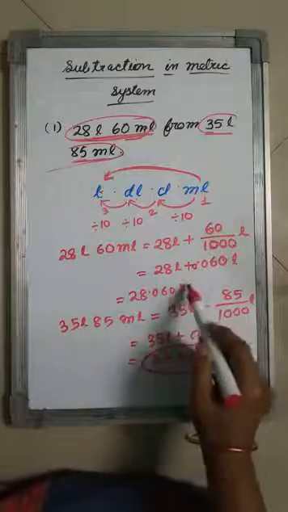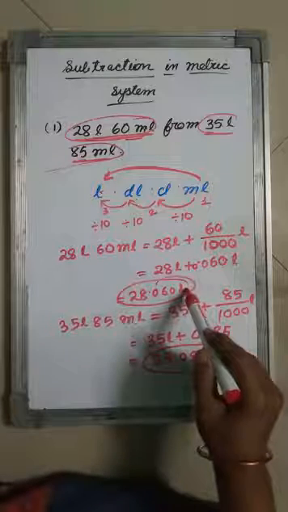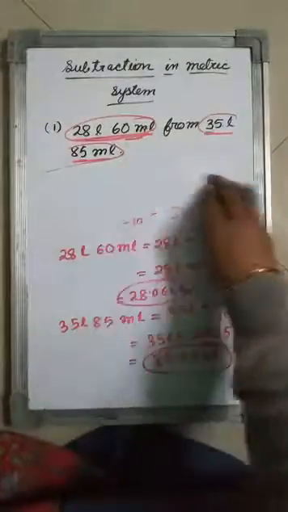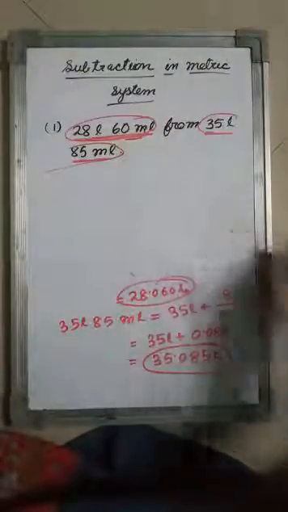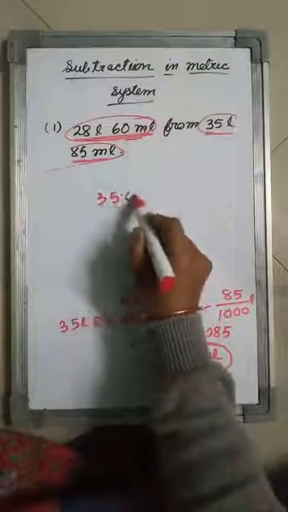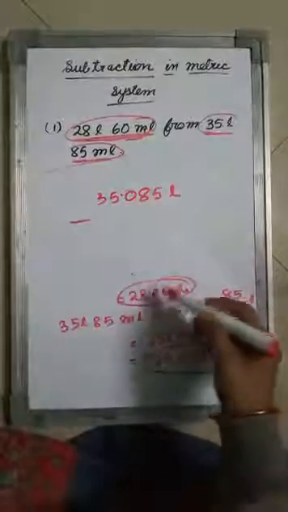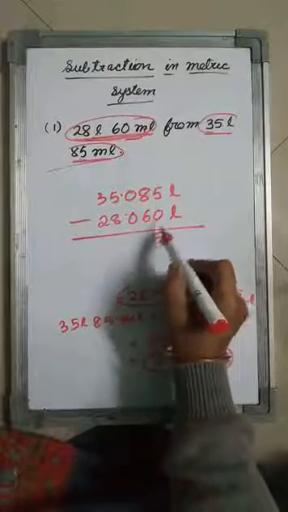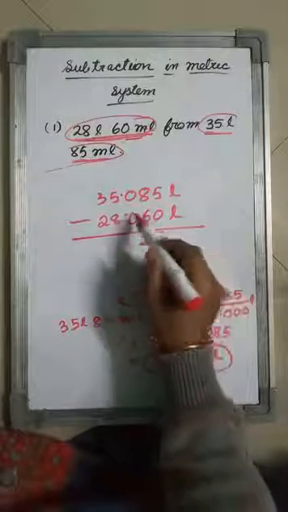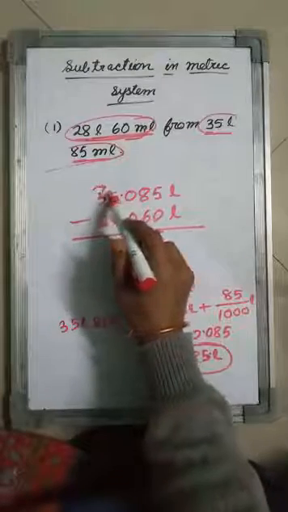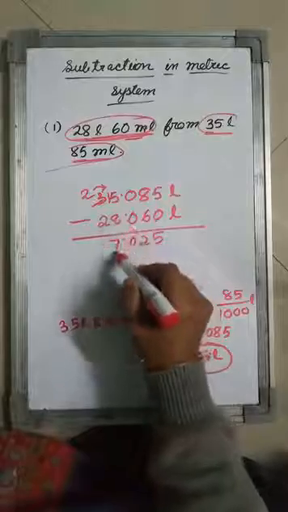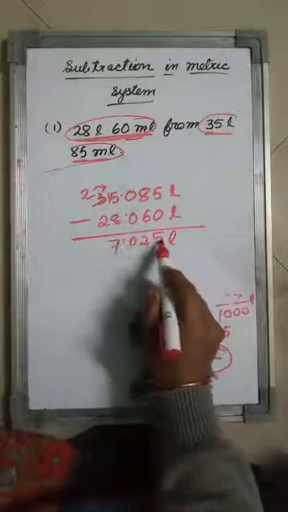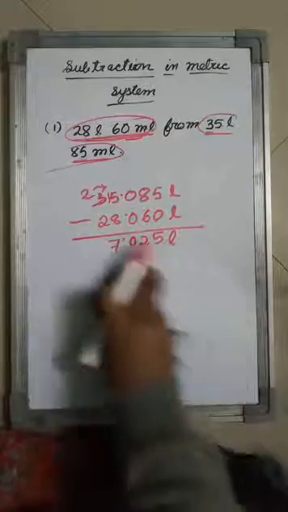We have to subtract this quantity from this. For subtraction, as there is no space, I am writing here 35.085 liter minus 28.060 liter. Subtract the two quantities: 5 minus 0 is 5, 8 minus 6 is 2, 0 minus 0 is 0. Then 5 minus 8 is not possible, so I shall take one carry, it becomes 15 and the 5 becomes 2. 15 minus 8 is 7. So, after subtraction, what do I get? It is 7.025 liter. That is how you have to do.